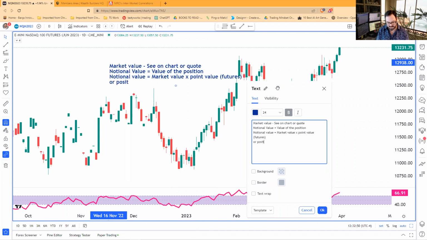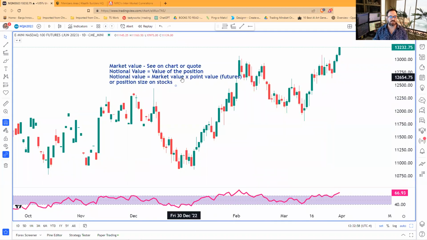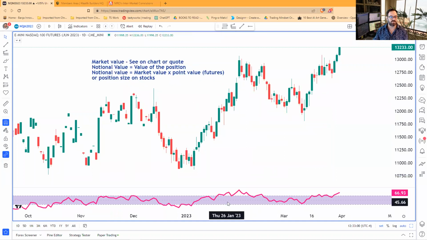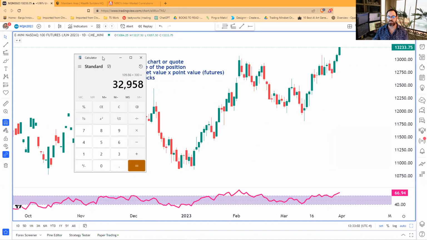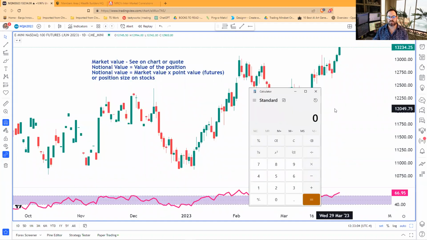Or position size. Well, it's stocks. That's all it is. So in this case, the notional value of the NASDAQ right now is not 13,000. It is 13,233, I'll say 234, times $20 a point.